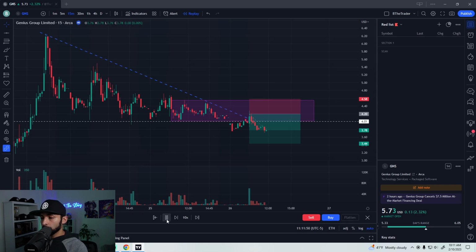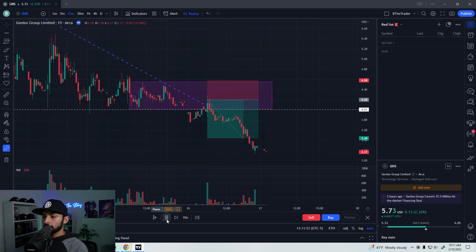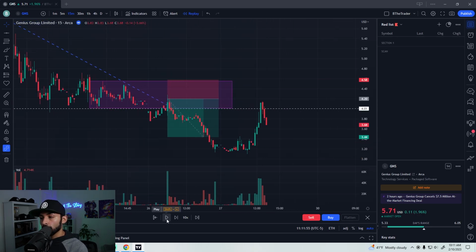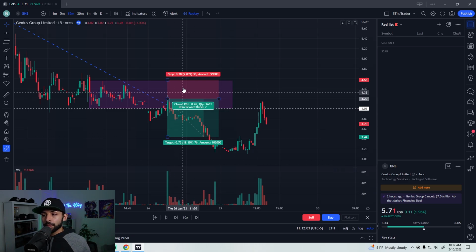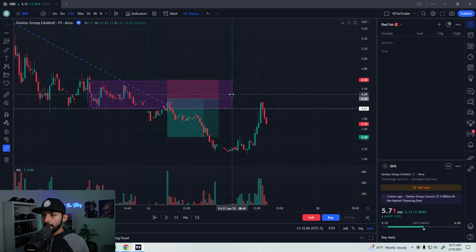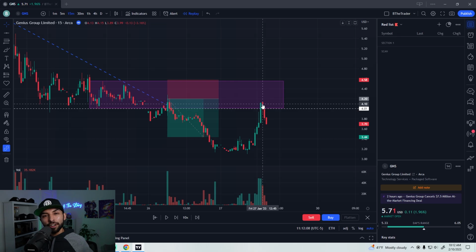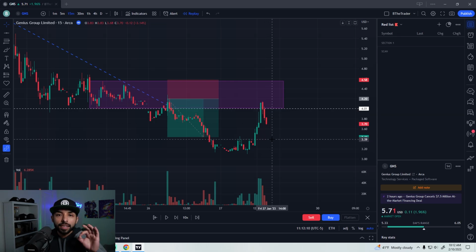So if we go ahead and press play, it actually fills up and goes even further. And it comes back up and tests once again. So this is what I want you to see. These zones could test multiple times. It tested, failed, and then it came back up, tested again. You can enter again, and then it failed.